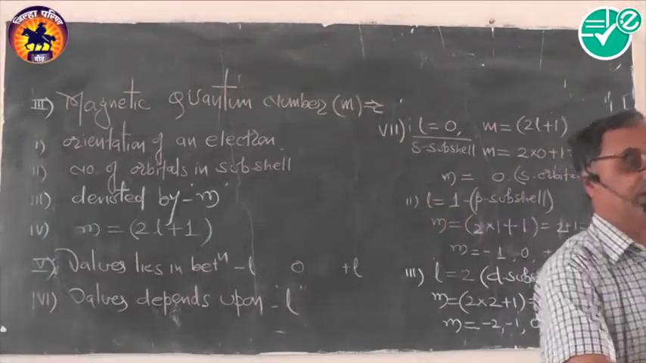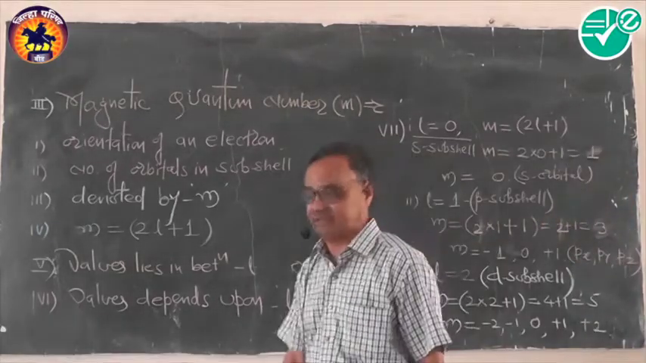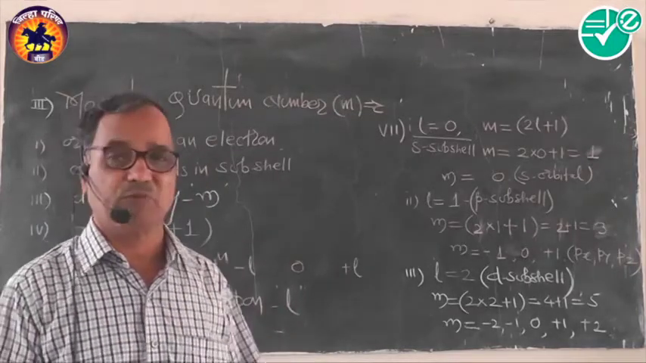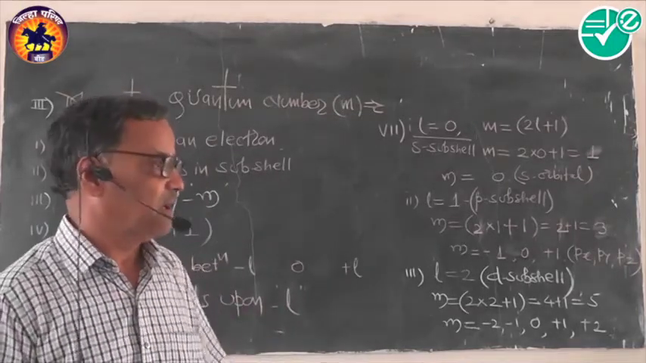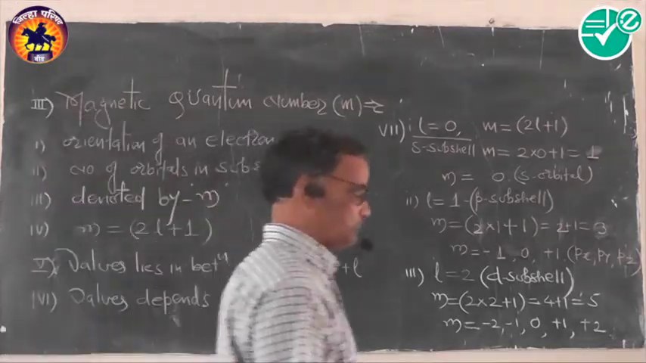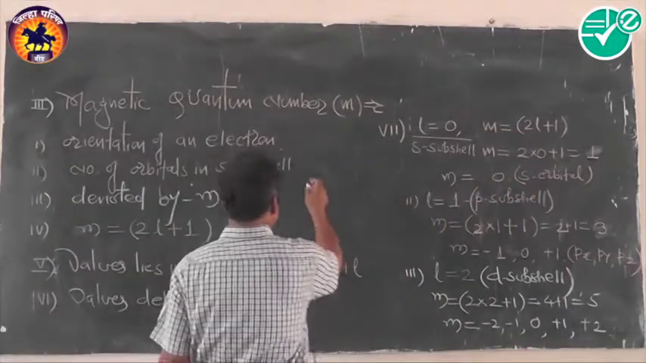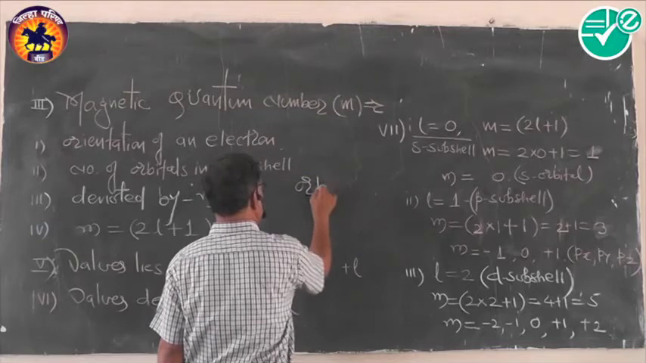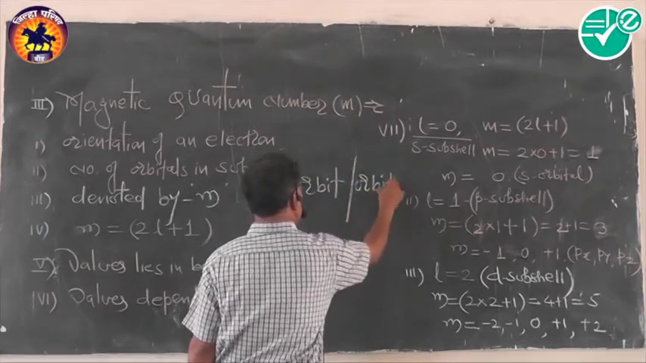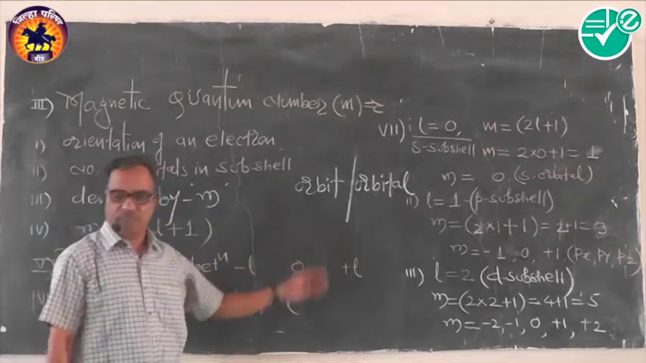So the fourth point regarding this: what is the difference between orbital and orbit? This is a most important point regarding the magnetic quantum number. What is meant by orbit and what is meant by orbital? This is the most important question. Orbit and orbital. So what is an orbit?